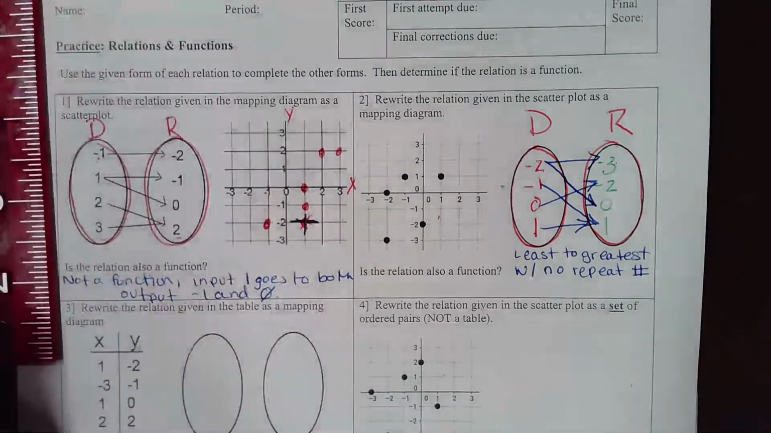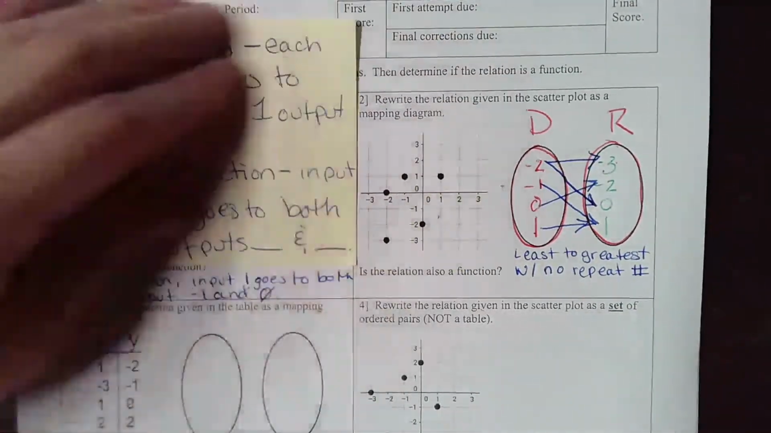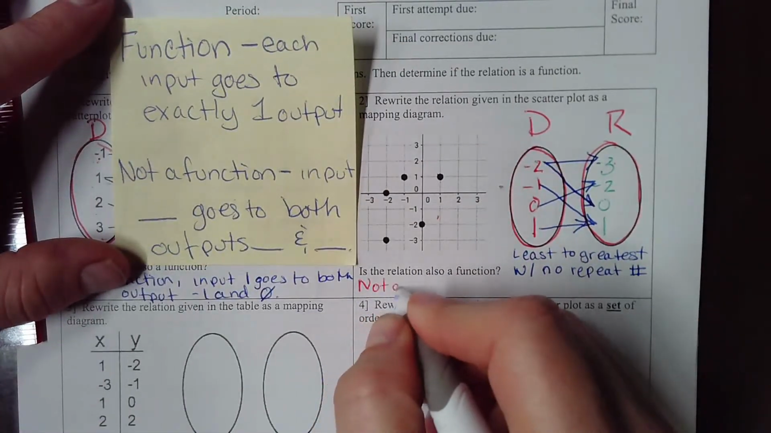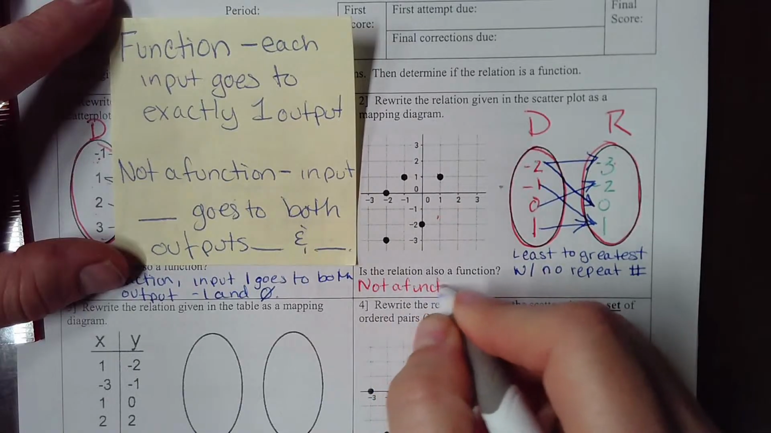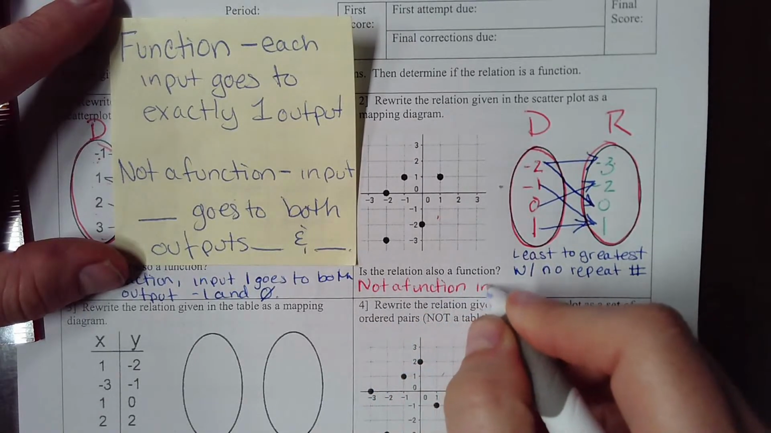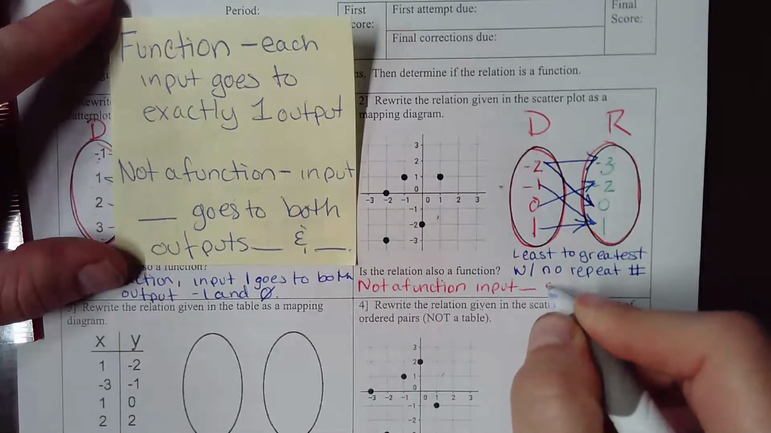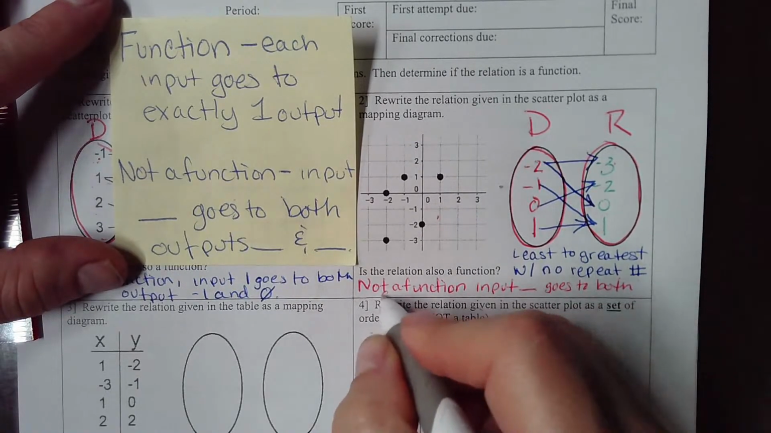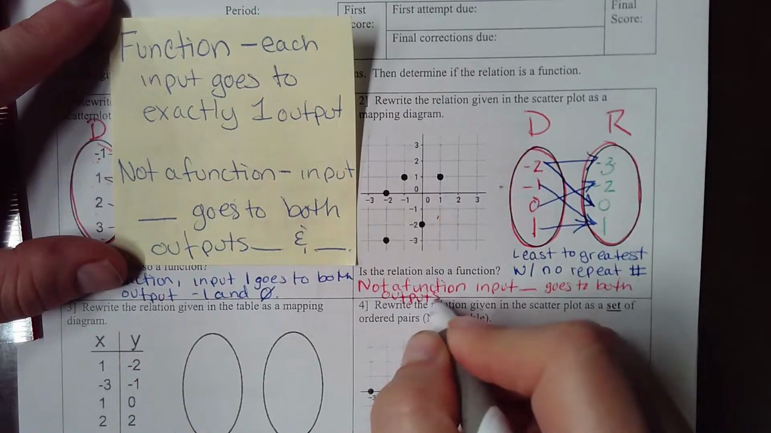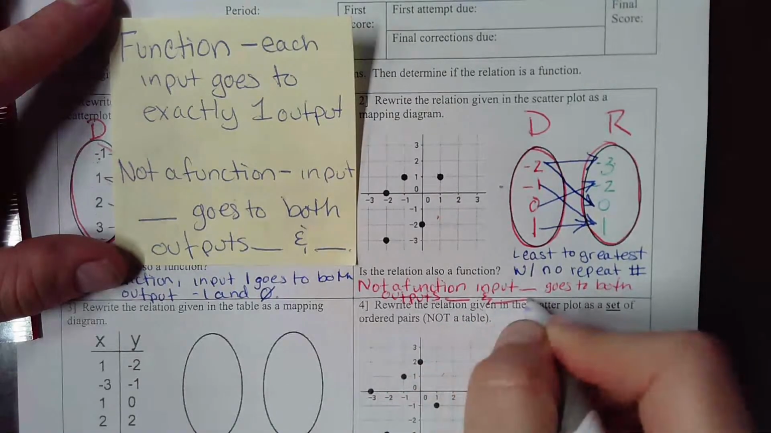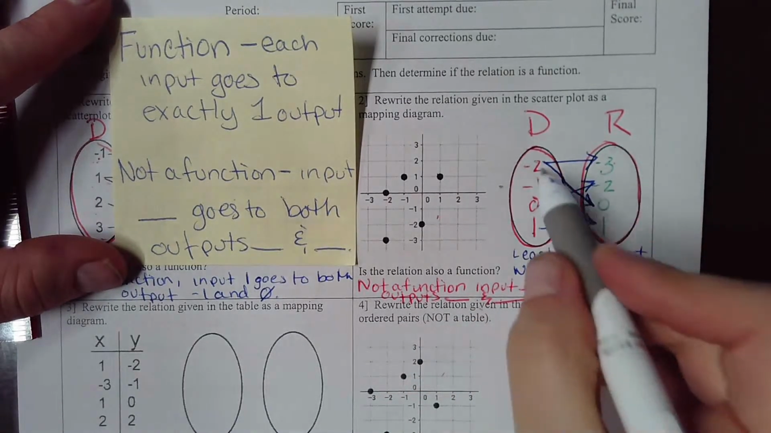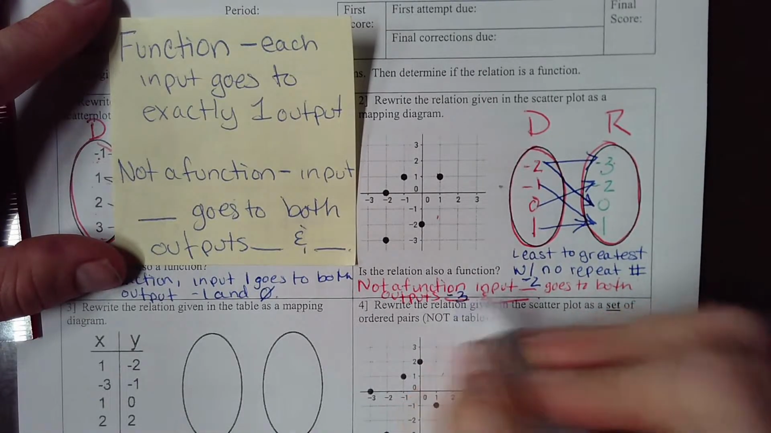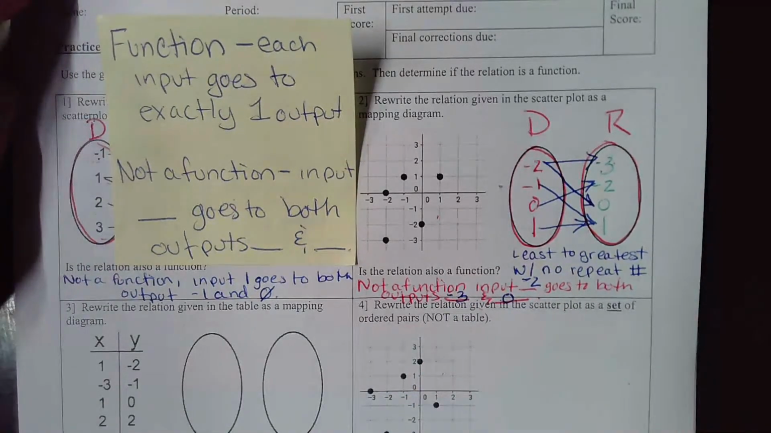Now the question is, is this a function? This is not a function. Can you figure out why? Input blank goes to both output blank and blank. The input that goes two places is -2, which goes to both outputs, -3 and 0.